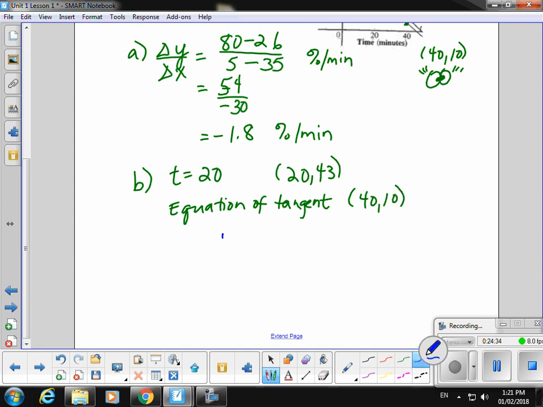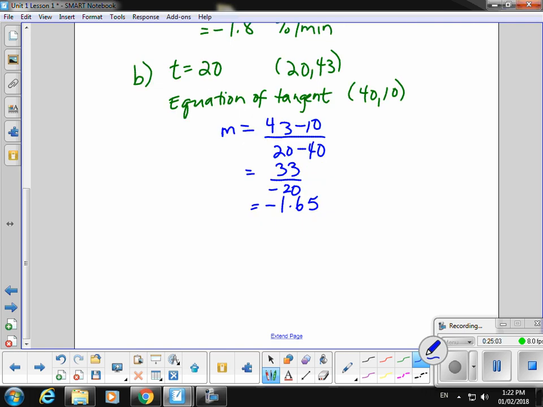So the slope of our tangent line is 43 subtract 10 over 20 subtract 40. So our delta y over delta x becomes our slope, 33 over negative 20, which is negative 1.65, which is our instantaneous rate of change at the tangent line. Let's continue and create the equation.